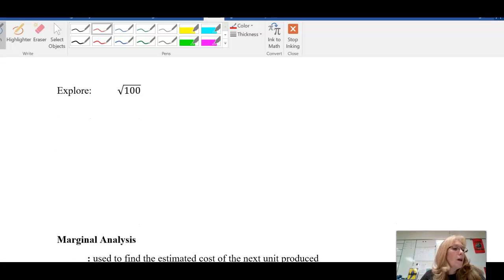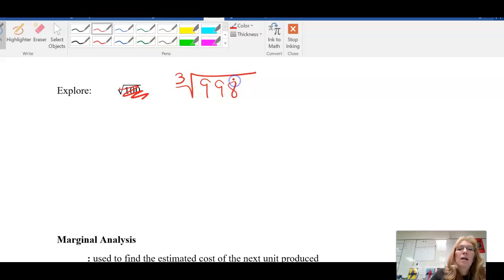All right, this in here I wrote wrong. This is supposed to be the cube root of 998. So cross that off, pause, and do that problem.